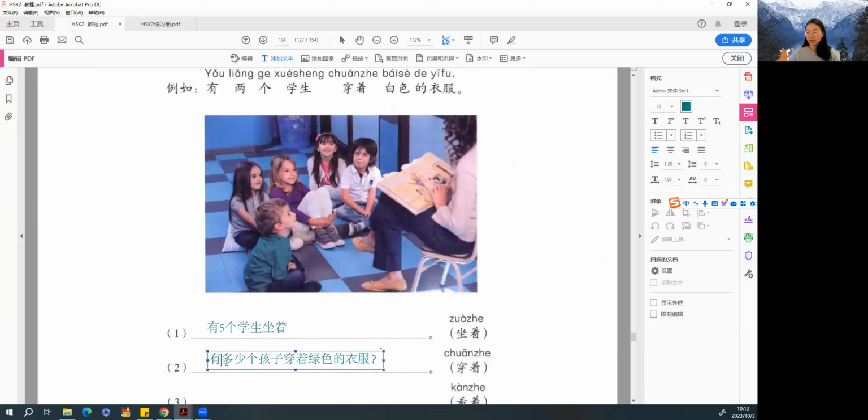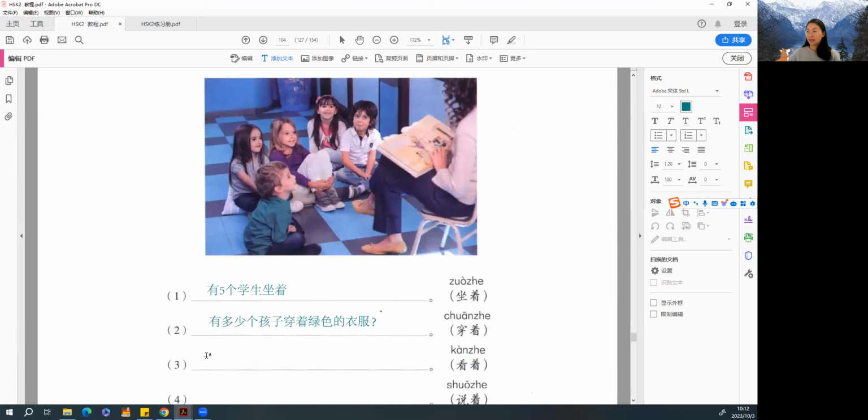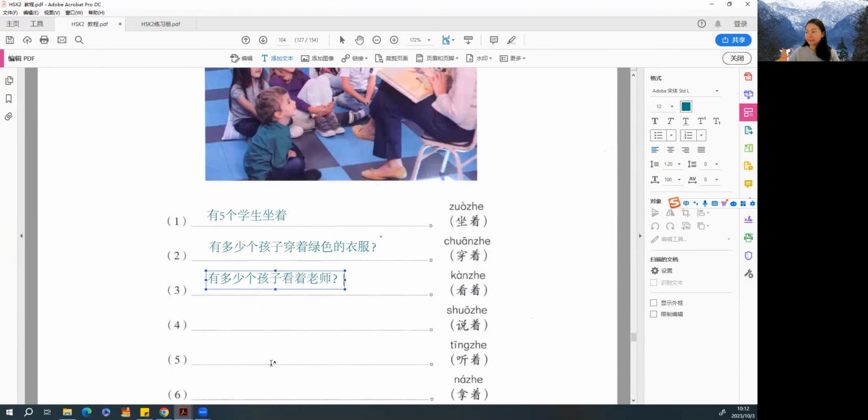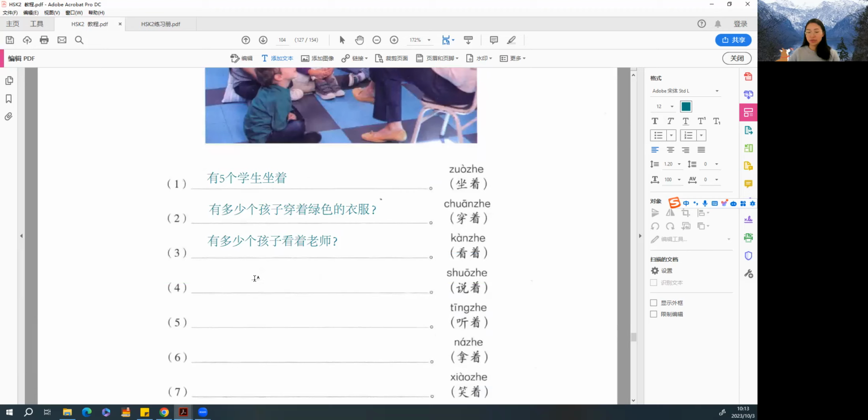So 有一个, right, 有一个孩子穿着绿色的衣服. 绿色 means the green color. 看着, we can say 有多少个孩子看着老师? How many kids 看着, are watching, are looking at something, at 老师? So all of them, right? 有5个孩子看着老师. Yeah, 说着. 有多少个孩子说着话? Who is talking, right? How many kids are talking?